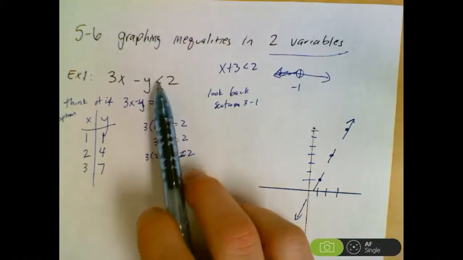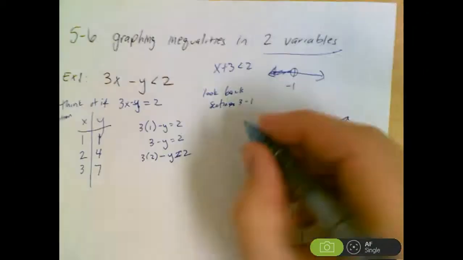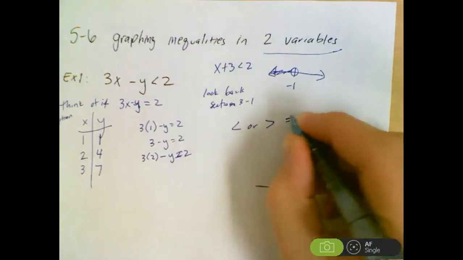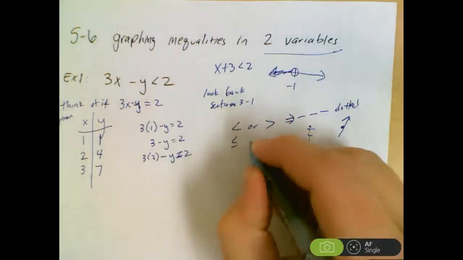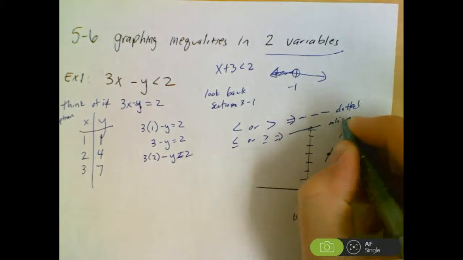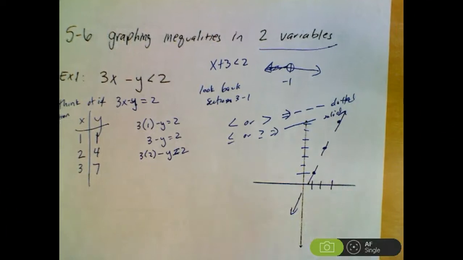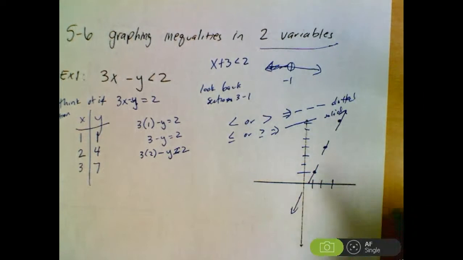And now we have to shade somewhere. So, if you have less than or greater than, it's a dotted line. If it's equal to, it's a solid line. And then we have to shade too. To shade, you pick a point, test a point, and if it's true, that's where you shade. If it's not, that's not where you shade.